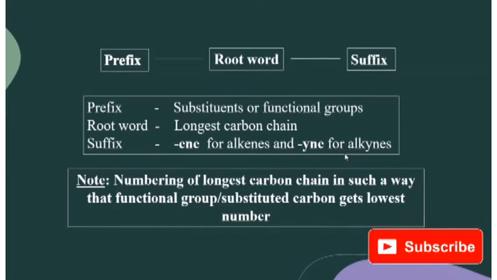What is the format of the name of the molecule? First, we have to write the prefix, then the root word, and third the suffix. So these three terms are important. What is a prefix? As we discussed in the last lecture, the prefix is a substituent or the name of the functional group. Then second is the root word, related to the total number of carbons in the longest chain, and the suffix. Now here for alkenes, the suffix will be -ene. For alkynes, the suffix will be -yne.